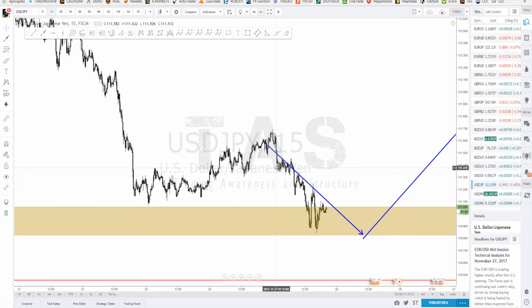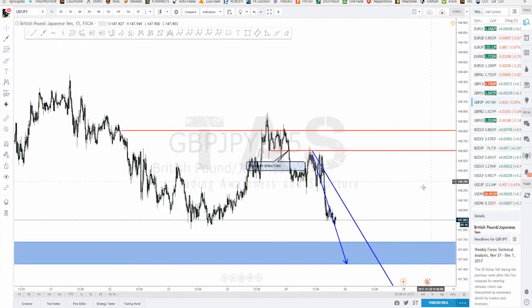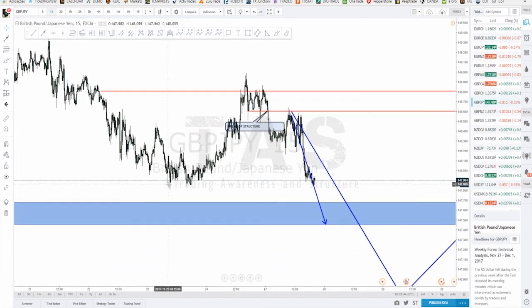So if dollar yen goes up, that means yen will lose against the dollar. And if pound dollar goes down, means the dollar is gaining. That's 2 points for dollar. And pound yen could go into consolidation or continue down. Let's see. Could go to consolidation.